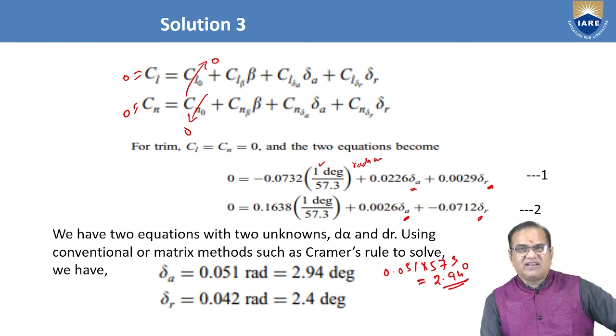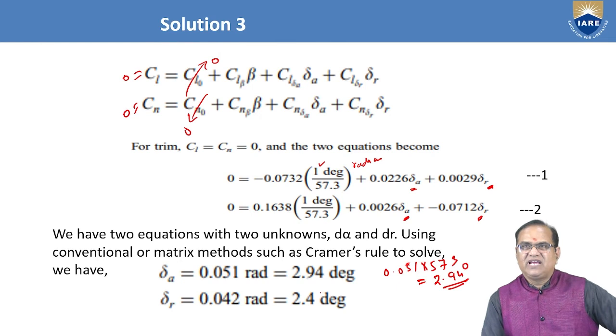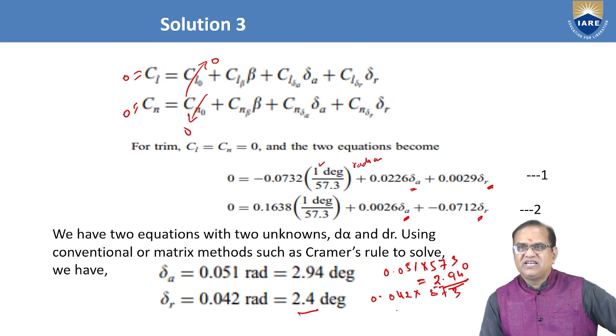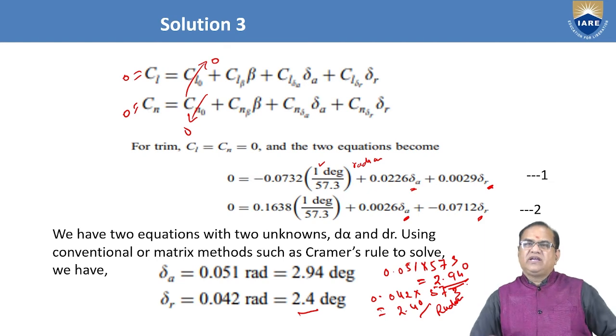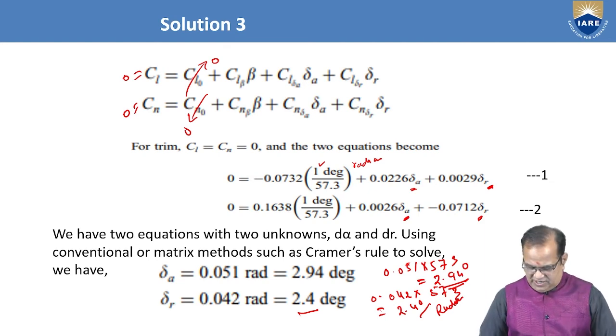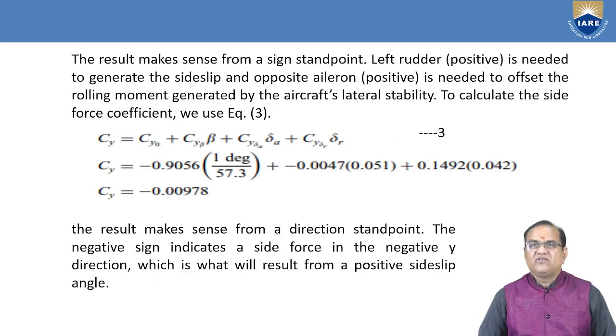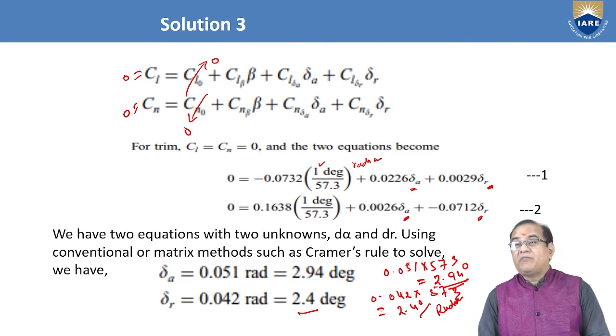Now how much rudder do we have to apply? We got 0.042 radian. Multiplying 0.042 into 57.3, we get 2.4 degree. This is the rudder deflection. And it is very essential to understand the effect of this positive sign. So what is the meaning of positive rudder?